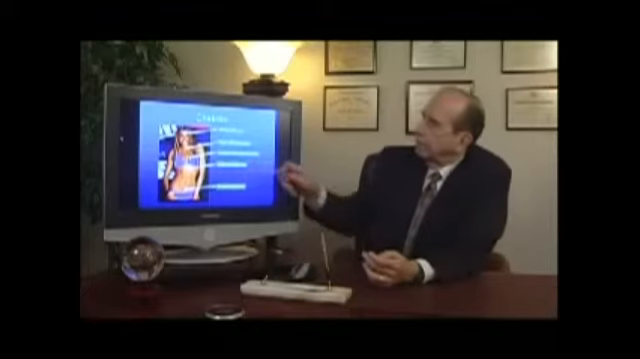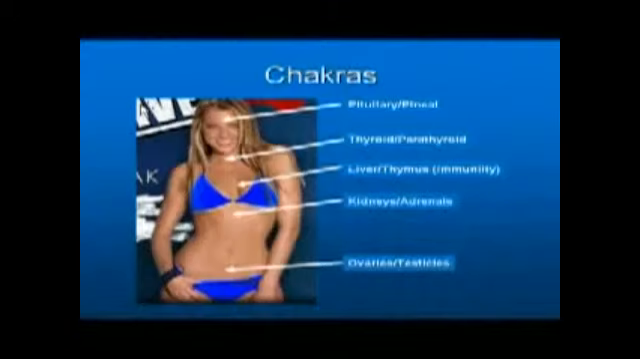Now, here's an example of where these endocrine systems are located. The pituitary and pineal are accessed between the eyes, the thyroid and parathyroid here in the throat. The liver and the thymus are in the center of your breastbone, the kidneys and adrenals are just at the bottom of your breastbone, and your ovaries and testicles are about 2 or 3 inches below the navel. So these are the places that you can measure the voltage in each of these endocrine systems, and then you know how well they're working.